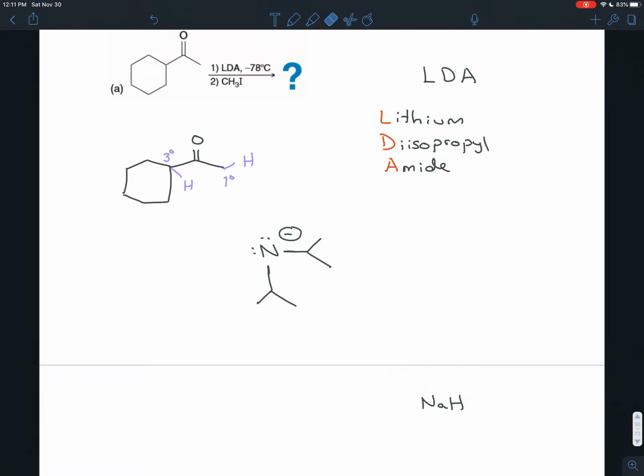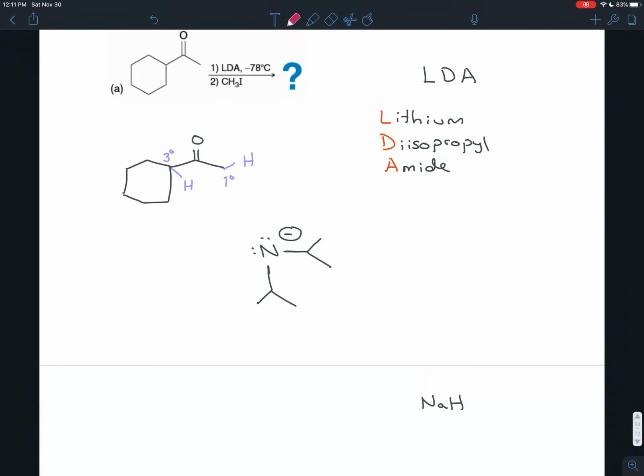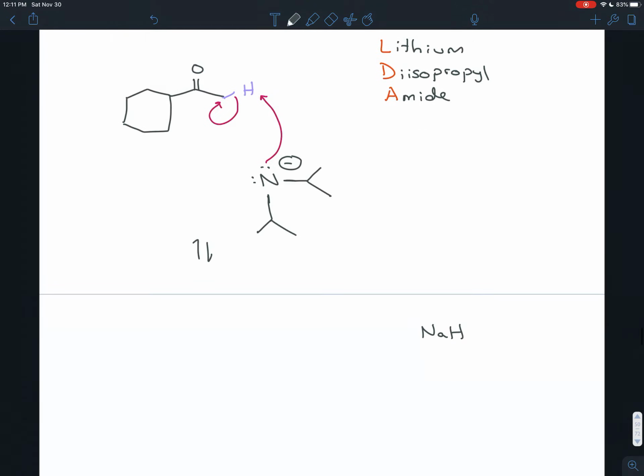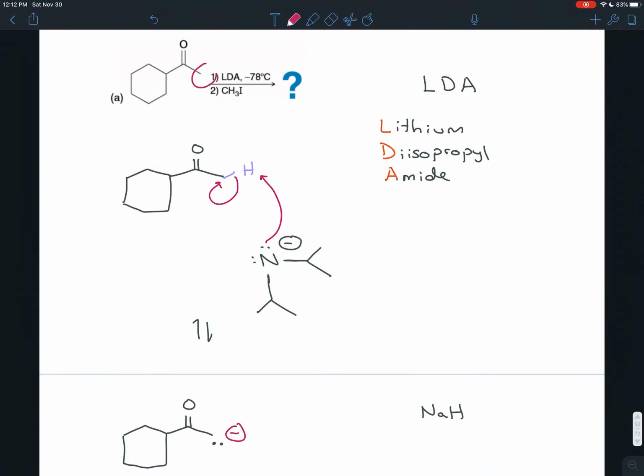So that's LDA. LDA will prefer the less crowded hydrogen. Here, the primary hydrogen, it will steal that. The electrons will snap back onto that primary carbon there. And what you'll end up with after that first step is a carbon nucleophile on the alpha carbon of the less substituted alpha carbon. So this right here. Okay, so we used LDA to preferentially create the nucleophile on the less substituted carbon.